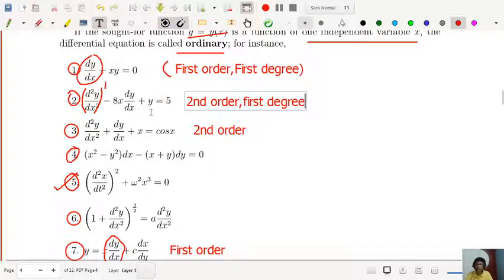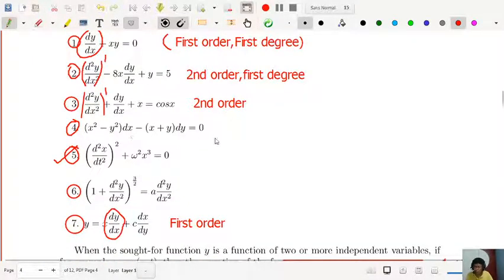Okay, so this is a second order first degree differential equation. This is also the third one. Look at the third one. The order of the derivative is 2, because it's a second order derivative. But what is the power of the second order derivative? The power is 1. So in this case also you have second order first degree. And what about this? This is first order first degree again, because you have dy dx, no power.